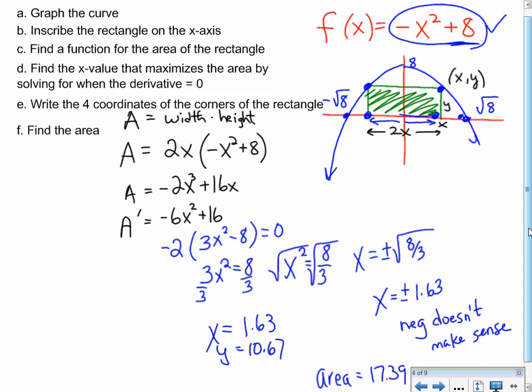So x is 1.63. I plugged x back into our original function to find out what y was. It's 10.67. And then I plugged it into our area formula. Either one, I guess both of these are area formulas, and I got 17.39. That is the largest area of a rectangle that's possible underneath that curve.